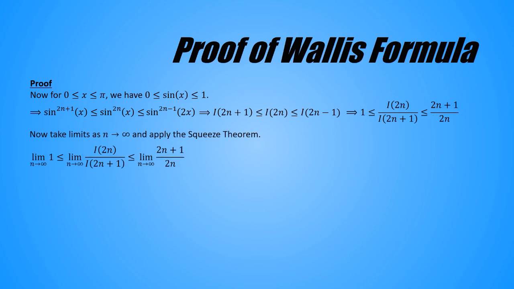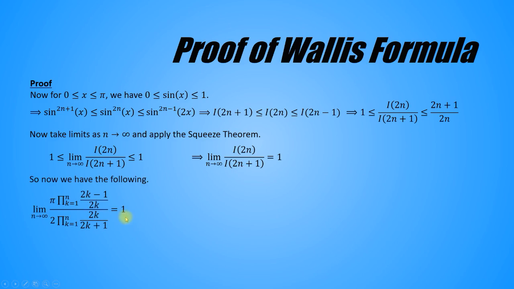Now take limits of all three members and apply the squeeze theorem. The limit of 1 is 1, and the limit of 2n plus 1 over 2n is also 1. So we'll make those substitutions. And this unknown limit is squeezed between 1 and 1, so its value is also 1. Substituting the expressions that we derived for I of 2n and I of 2n plus 1 on the previous slide, we get this result here.